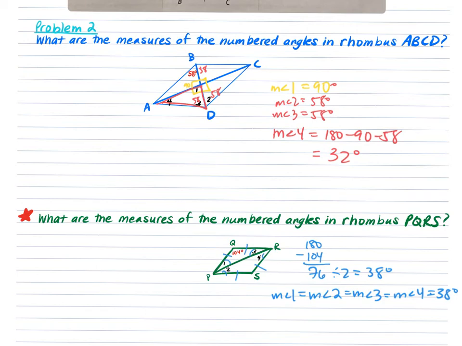Okay, so for this one, 1, 2, 3, and 4 are all congruent. We know that because it's a rhombus and they're opposite. This has to bisect. And since this is 104, we know this is an isosceles triangle, so these two have to be the same, and all three have to add up to 180.